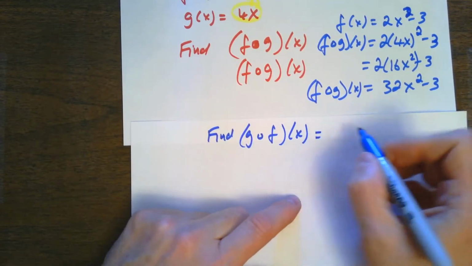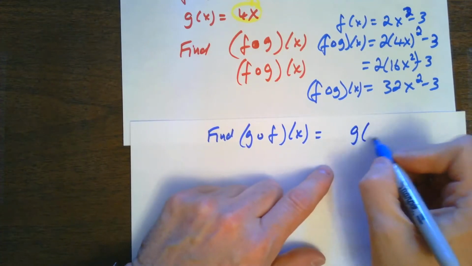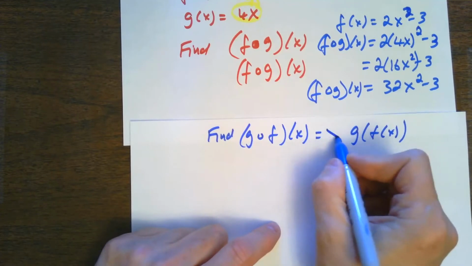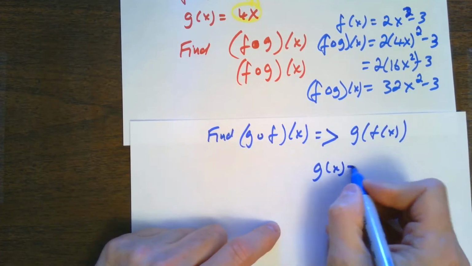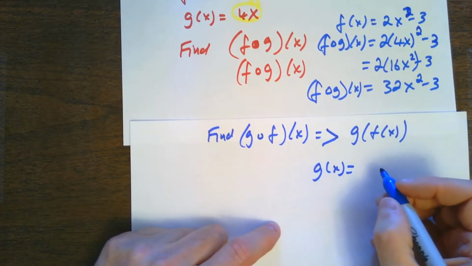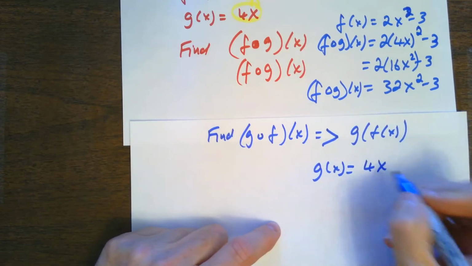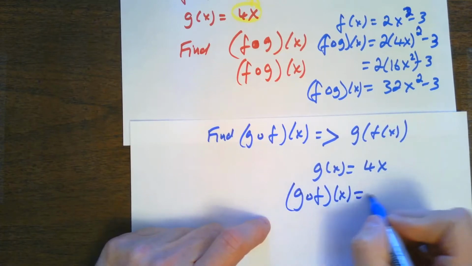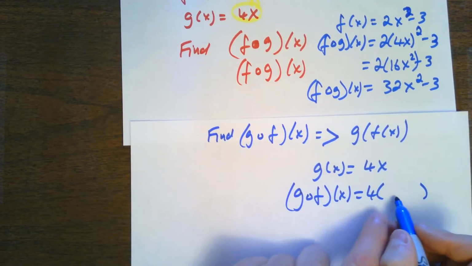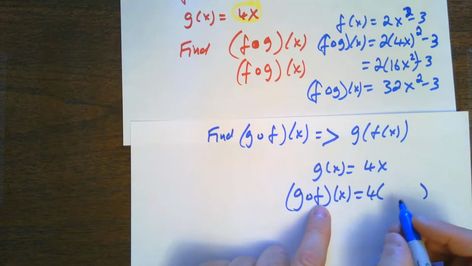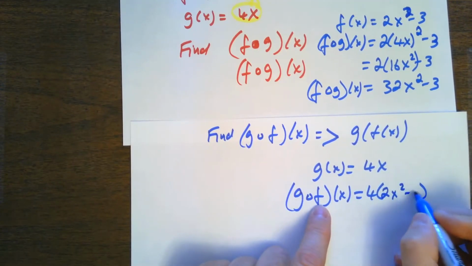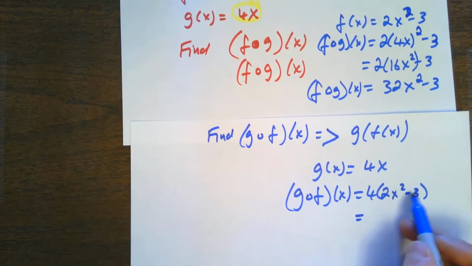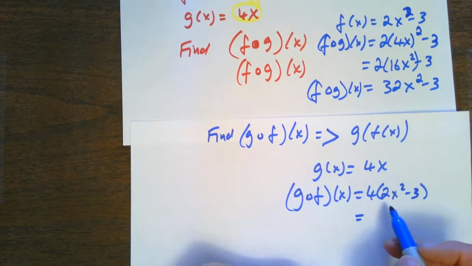So now what I'm really going to do is take g of x and substitute f of x in. Well, g of x I know is 4x. So g of f of x is 4 times x, but instead of x, I'm putting f of x in there, which is 2x squared minus 3. Let's simplify this, substituting f of x into g of x.